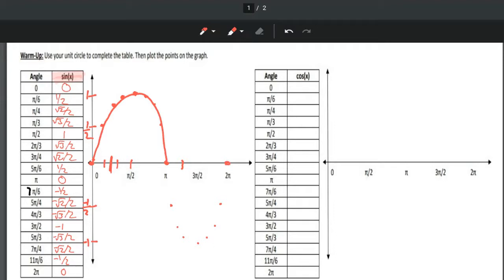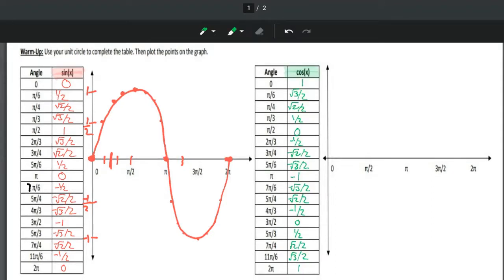All right, so here is one period of the sine function, and you will get very used to this graph, and we'll be elaborating more on this graph throughout the rest of the chapter. But you'll notice that your roots, or your x-intercepts, are at 0, pi, and 2 pi.